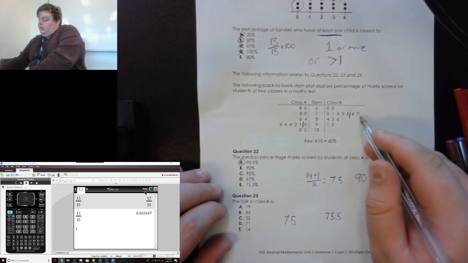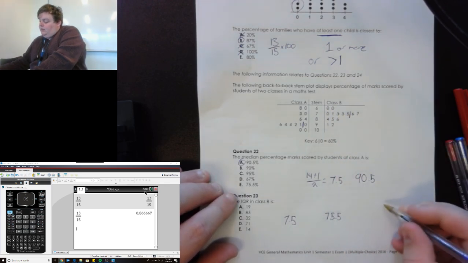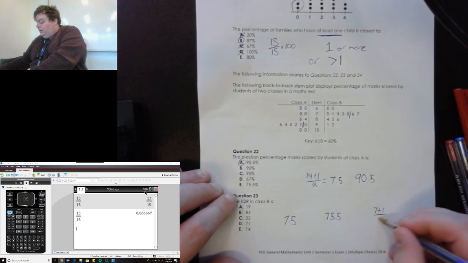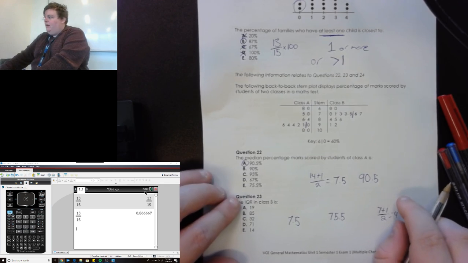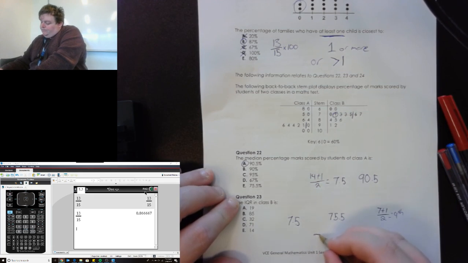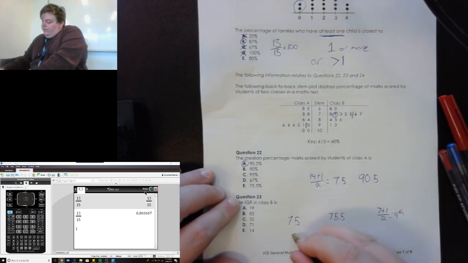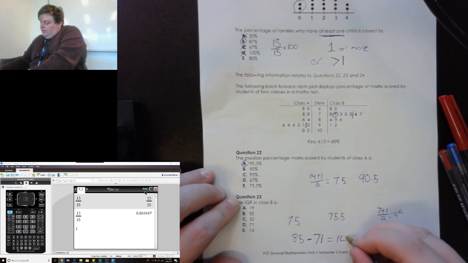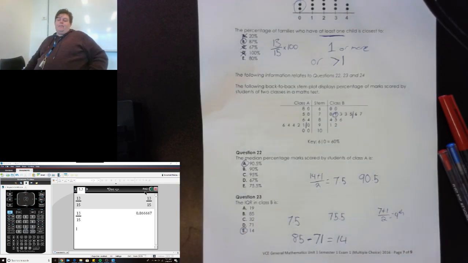All right, so of this half we have 1, 2, 3, 4, 5, 6, 7. So 7 plus 1 divided by 2 means the fourth value will be the median of the lower half. So that's 1, 2, 3, 4, so 71. And then our upper half is the fourth value too. So we have 1, 2, 3, 4, we have 85. So 85 minus 71 gives us 14, which is an answer, which is good. That's how you do IQR.